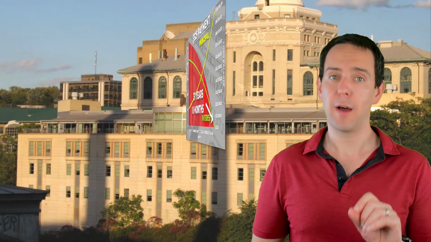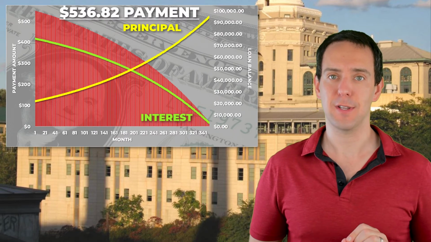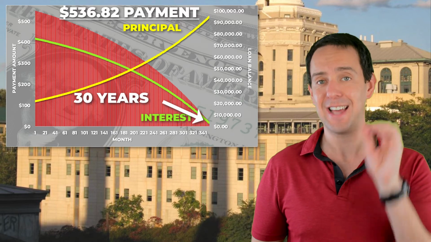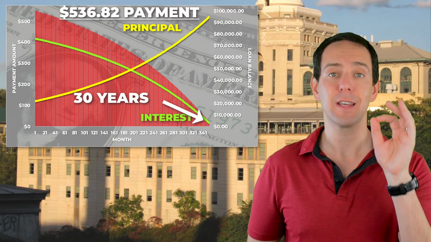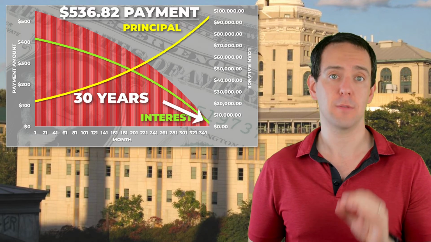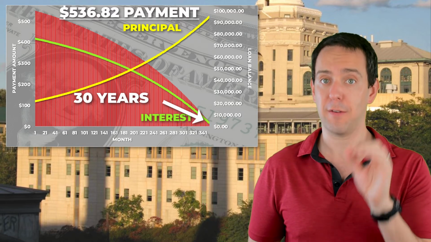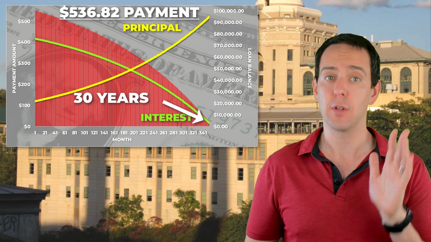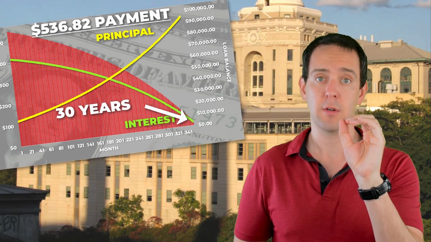Okay, what about $536.82? Well, it turns out if we make this payment, that will pay off our loan in exactly 30 years. This is the exact amount we need to pay each month to make sure that after 30 years of payments, paying 5% interest on whatever our loan amount remaining is at the end of each month, we'd have a loan balance of exactly zero. That is where the monthly payment comes from.